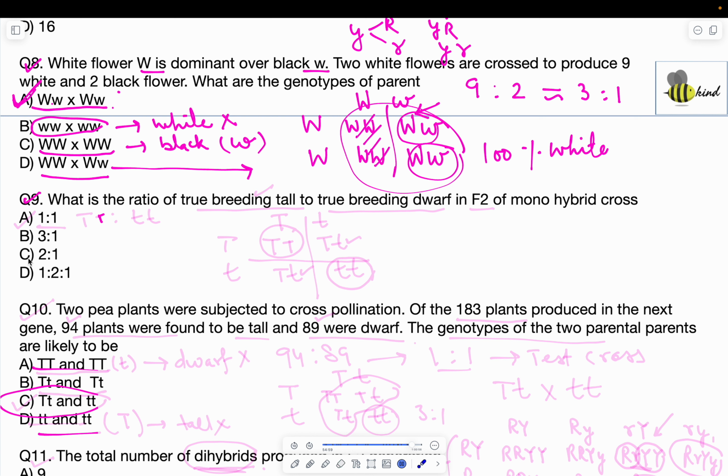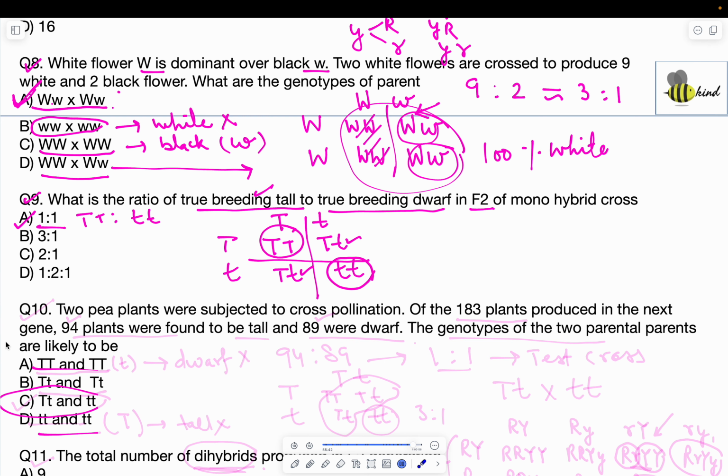Ninth is, what is the ratio of true breeding tall to true breeding dwarf in F2 of a monohybrid cross? Now we have to draw the possible genotypes in the F2 generation, right? So these are the possibilities of zygotes in the F2 generation. The pure tall are 1, these are hybrids, so you will not consider them, and pure dwarf are 1, so the ratio is 1:1.